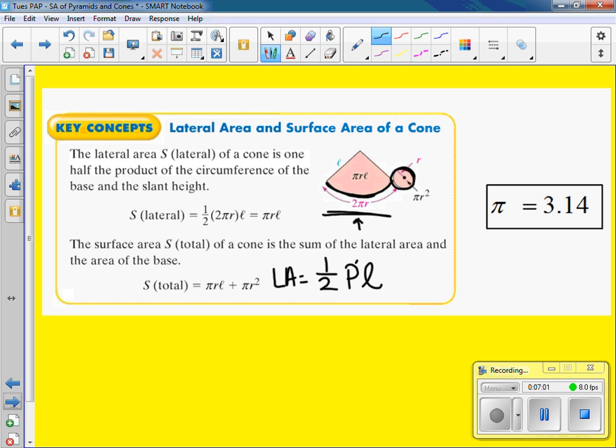But looking at that, instead of perimeter, we're going to insert circumference, which is what this is showing you right here. So 1/2 the circumference times the slant height. This 1/2 times 2 makes 1. That's where we come up with pi r L for our formula. And of course, to get the total surface area, pi r L, that's our lateral section here, plus pi r squared, that's our base.